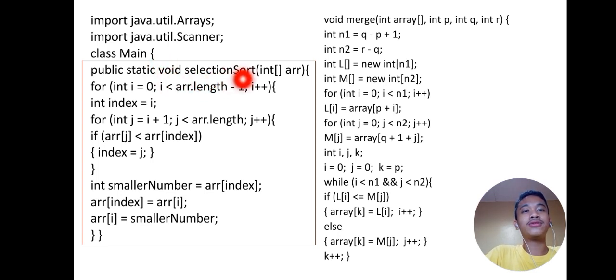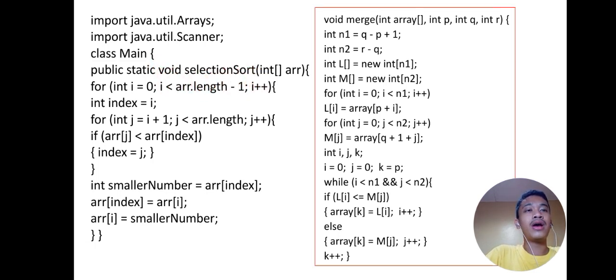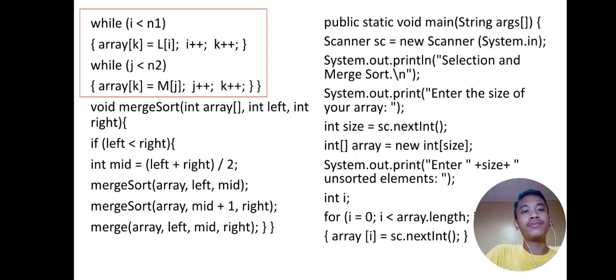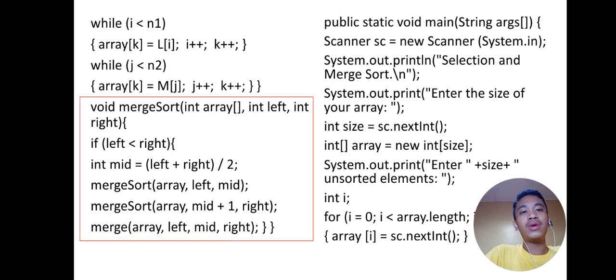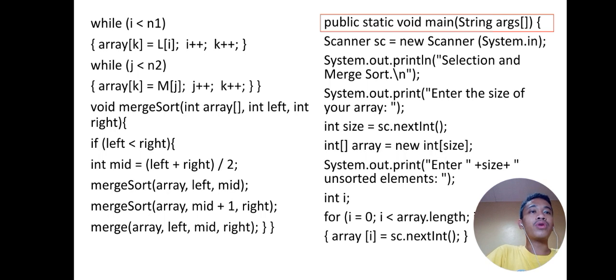First, we have the selection sort method. Next, we have the merge method, and the continuation of the code of our merge method. And next, we have the merge sort method. Our program will obviously read the Java main method first.